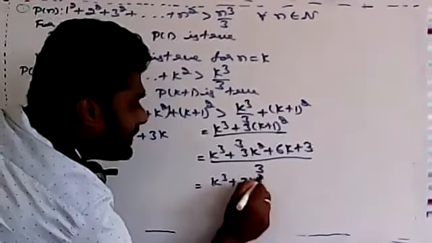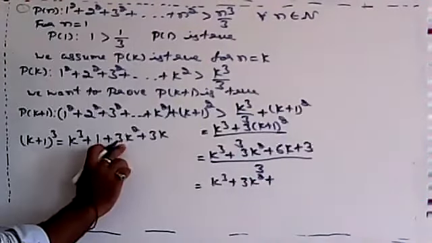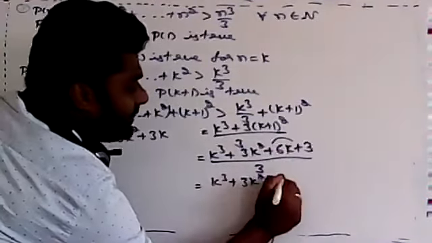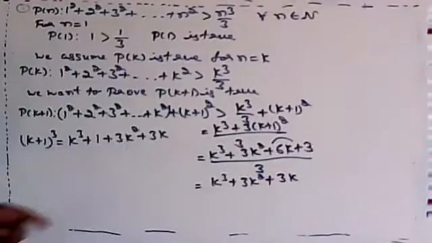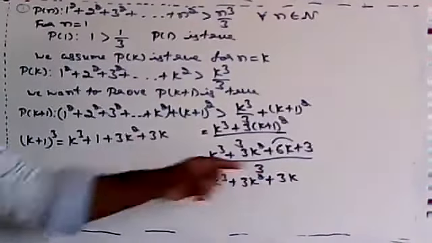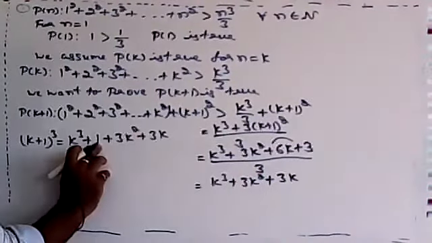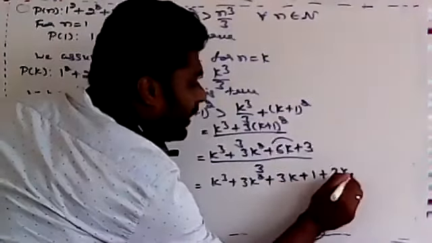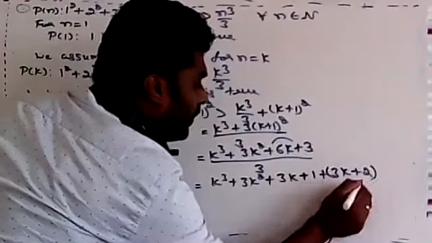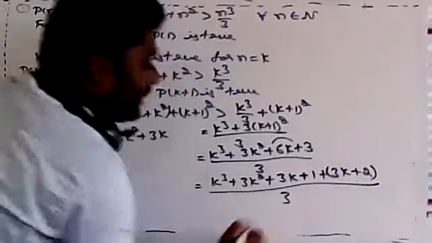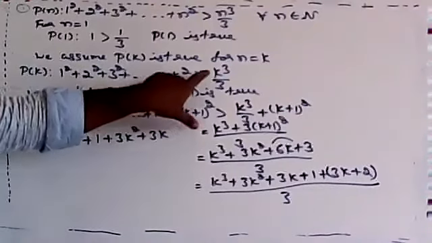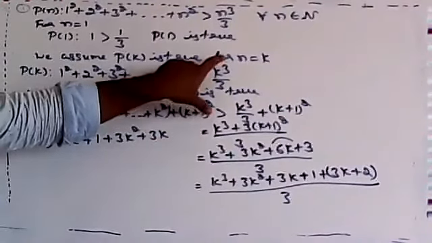I'm writing as it is, plus. Next I want 3k, no? I'm separating 6k as 3k and 3k. Correct? And I want here 1, no? So I'm writing that one as 1 plus 2, divided by 3. Clear this one step? So we know that here we want the answer as k plus 1 the whole cube by 3.